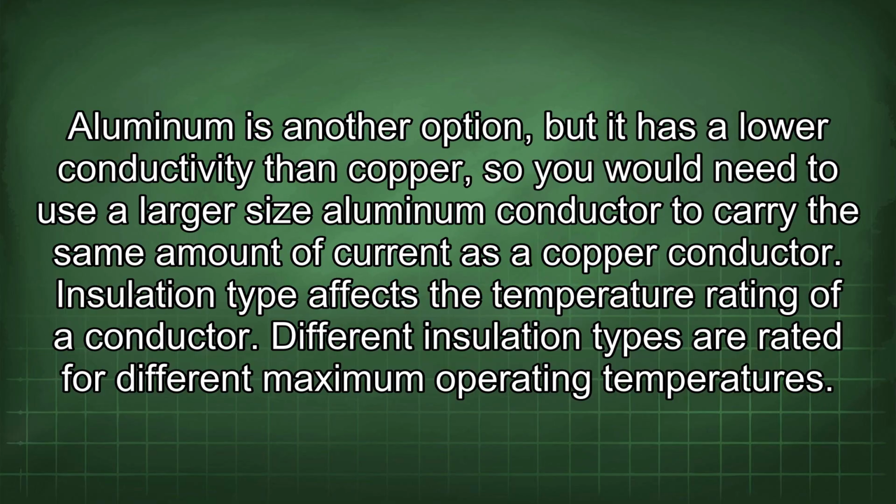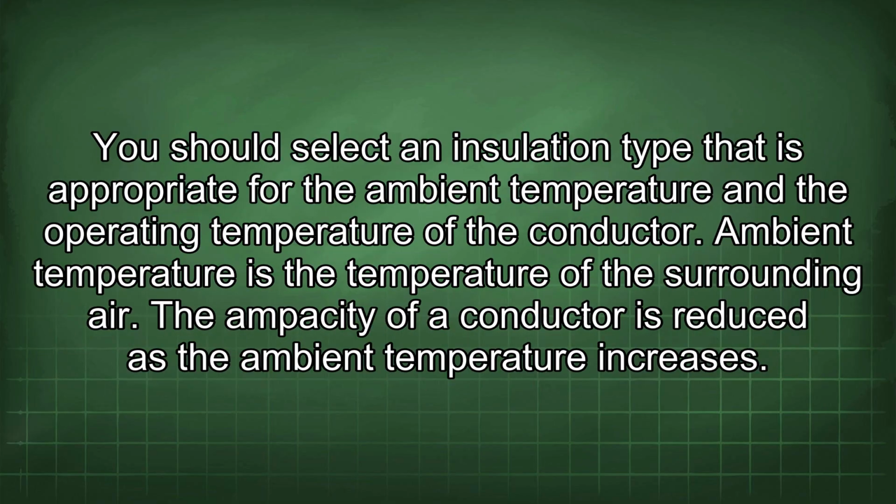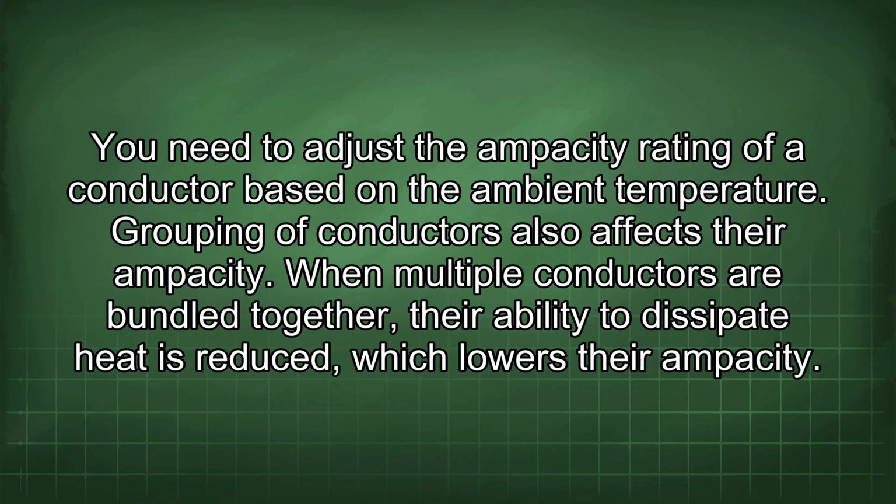Insulation type affects the temperature rating of a conductor. Different insulation types are rated for different maximum operating temperatures. You should select an insulation type that is appropriate for the ambient temperature and the operating temperature of the conductor. Ambient temperature is the temperature of the surrounding air. The ampacity of a conductor is reduced as the ambient temperature increases. You need to adjust the ampacity rating of a conductor based on the ambient temperature.